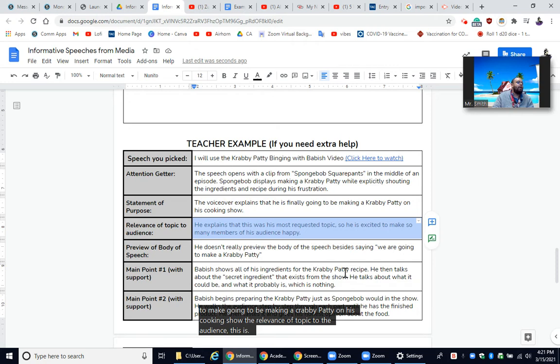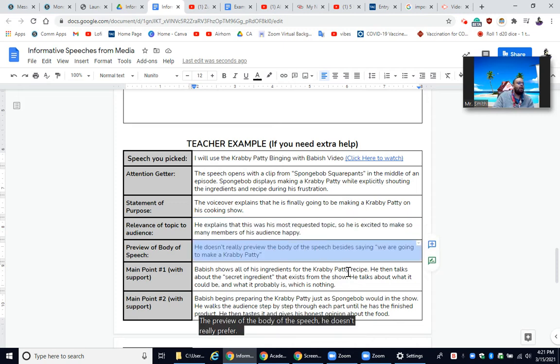This is relevant because he explains that this was his most requested topic, so he's excited to make so many members of his audience happy. The preview of the body of the speech. He doesn't really preview the body of the speech besides saying we are going to make a Krabby Patty.